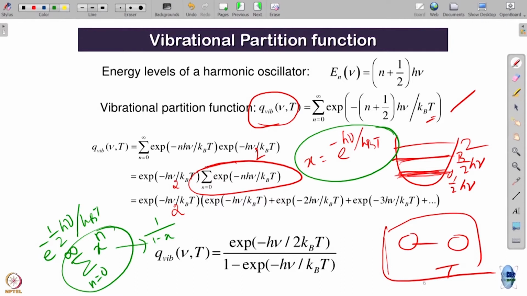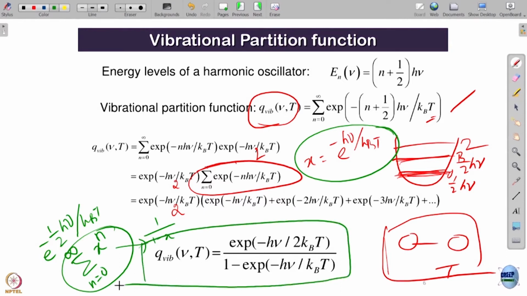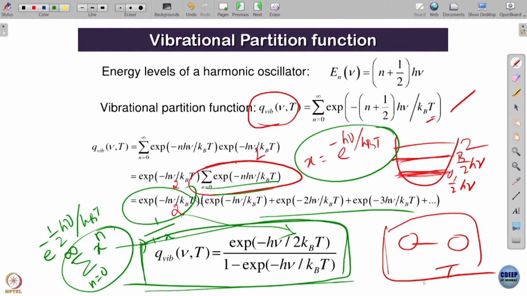So now this becomes mine. The e to the power minus h nu by 2 kBT is in front, and this sum, which is the geometric series, becomes 1 over 1 minus x, and x is e to the power minus h nu by kBT. So this is my partition function, a beautiful and neat expression. And actually in this case Schrodinger did all the work, giving us these beautiful energy levels, and now we will have a lot of fun with this expression.